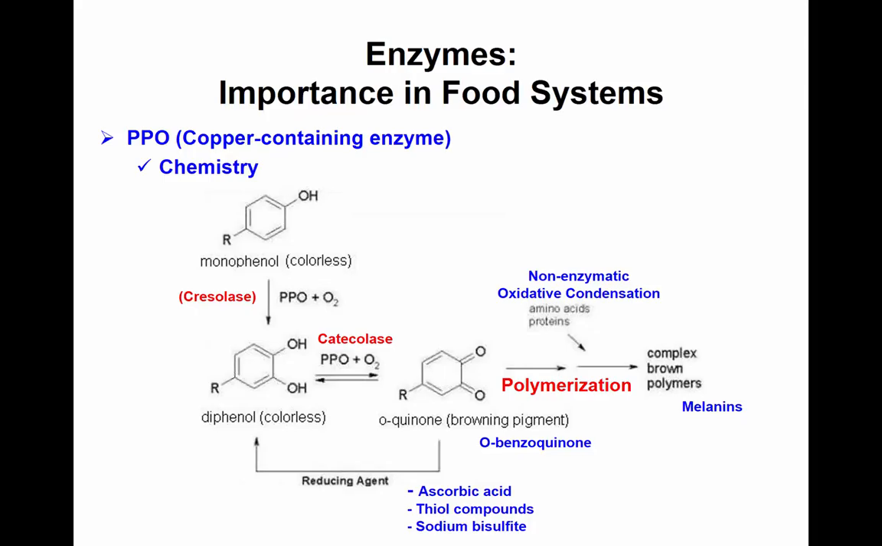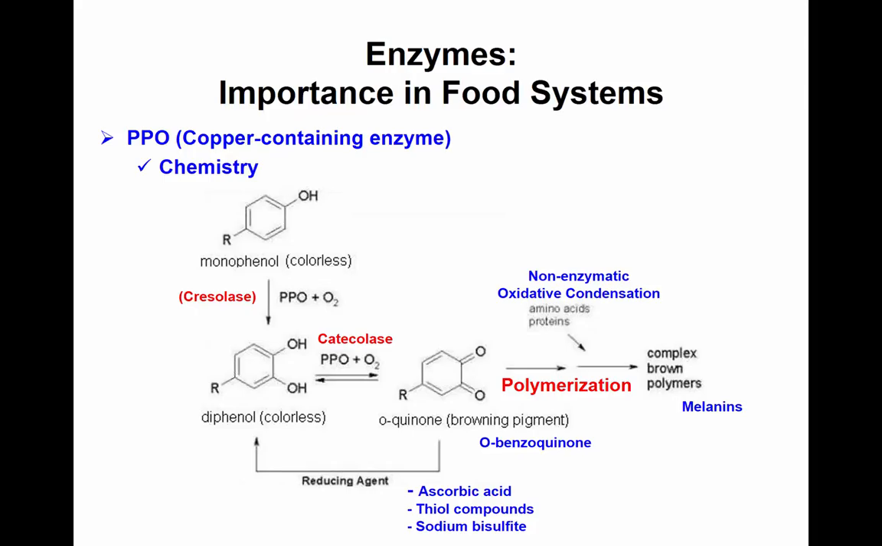So you have two types of enzymes shown here, which are both polyphenol oxidase. Cresolase is the first one that converts a monophenol into a diphenol, still a colorless product. And then you have the catecholase, which converts the diphenol into quinone, where you have two carbonyls here. You end up with C double bond O.